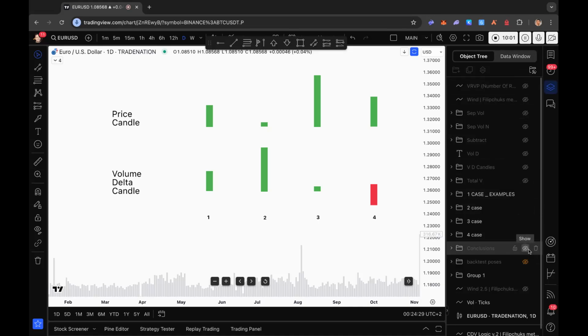Conclusions. There are candles in which, by looking at the delta of volume and price movement, we can understand that a large buyer or seller has shown their presence in one way or another. Let's call them buyer candles or seller candles.